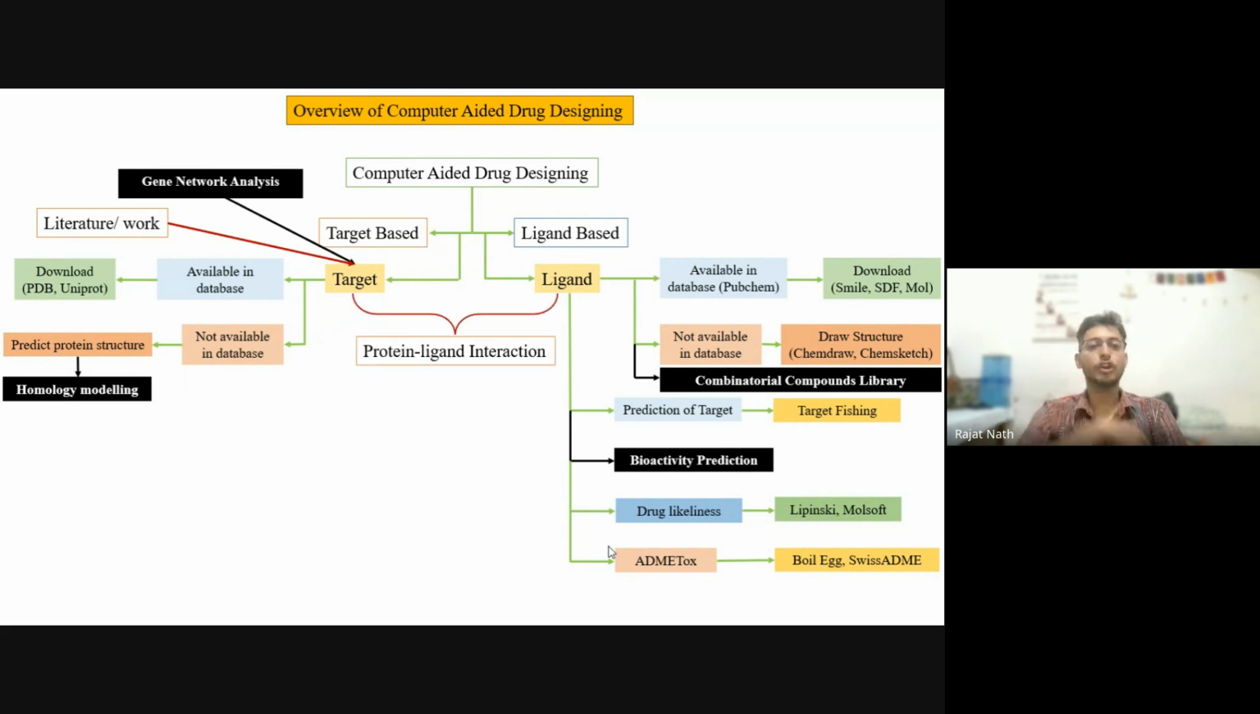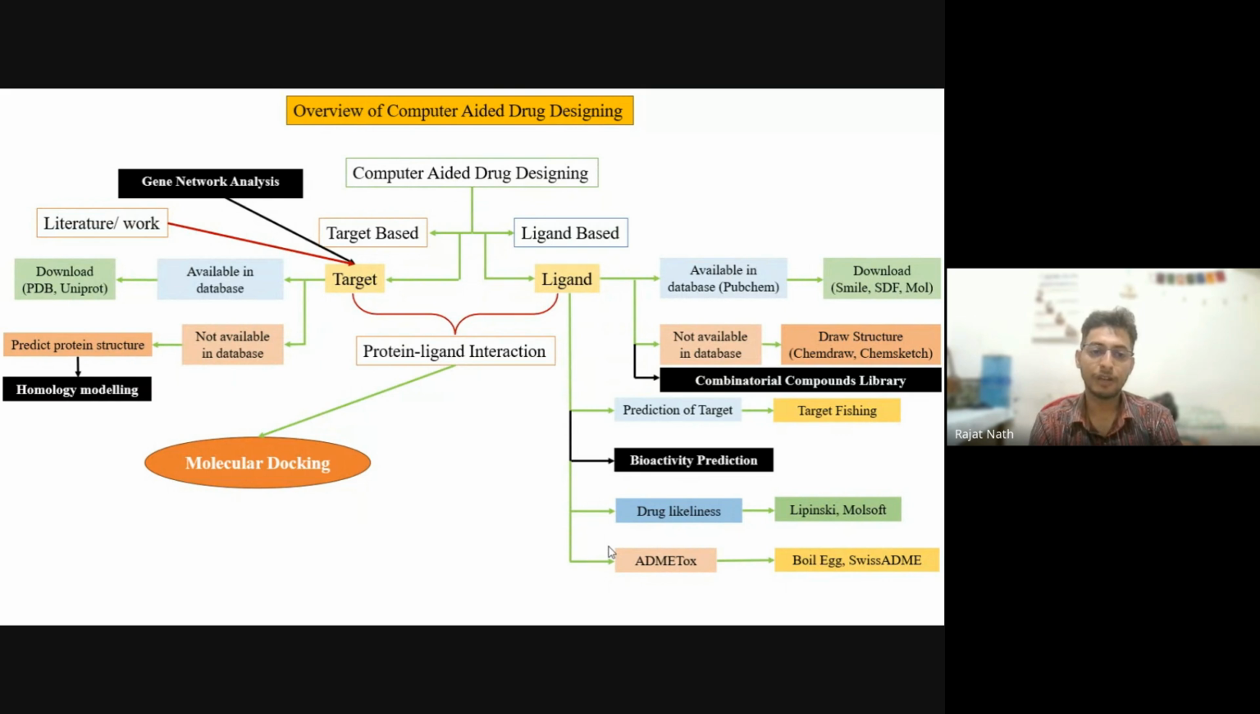Then when we got our target and we got our ligand, we'll go for the protein ligand interaction studies. For that, we do the molecular docking analysis. What is molecular docking analysis? It is nothing but we see the interaction between the target and the ligand. What is the target? Target is a protein. And what is ligand? It is my drug candidate. Okay. So this drug candidate gets bound to the protein in the active site of the protein.